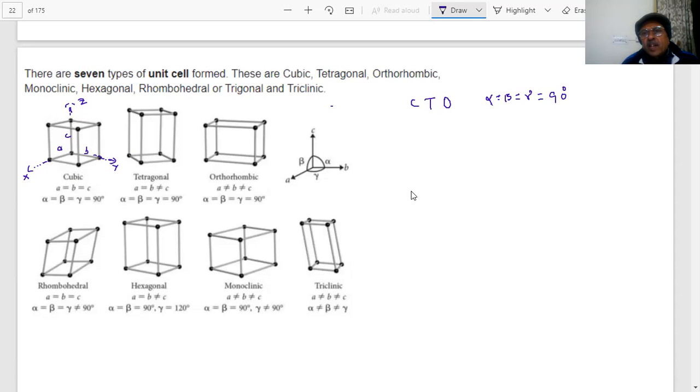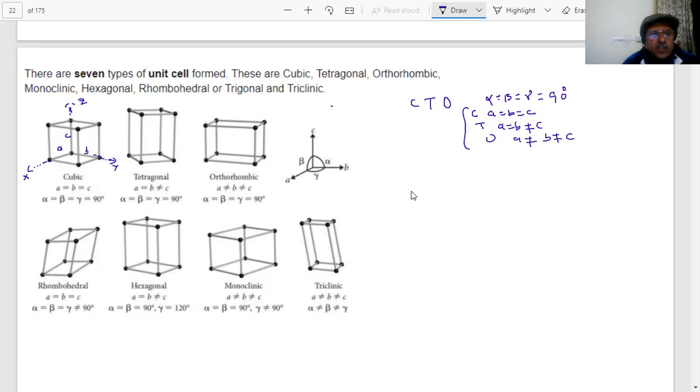First, in cubic, A equal to B equal to C. In tetragonal, what will happen? A equal to B, B not equal to C. So in C, you are saying A equal to B equal to C. Then I come to T. In T, you are saying A equal to B is not equal to C. Then you are going to orthorhombic: A not equal to B, not equal to C. Angles are still the same. This becomes one set.